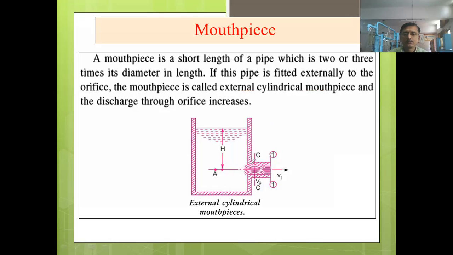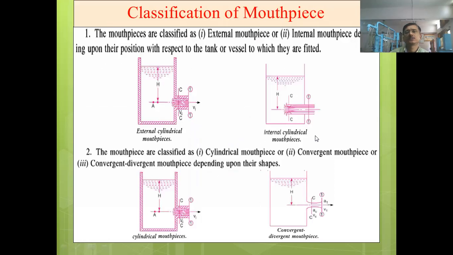There is a provision that this mouthpiece can be fitted from the inside also. Okay, and that is called the internal type of mouthpiece. Classification of the mouthpiece. Mouthpieces are classified as external mouthpiece or internal mouthpiece depending upon their position with respect to the tank or vessel to which they are fitted. So you can see, this is an external cylindrical mouthpiece and this is the internal cylindrical mouthpiece.